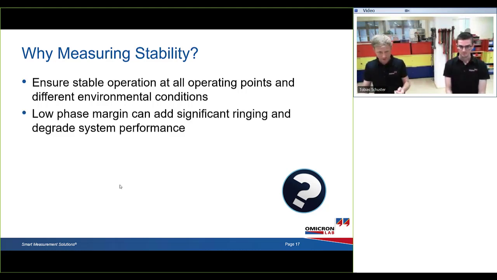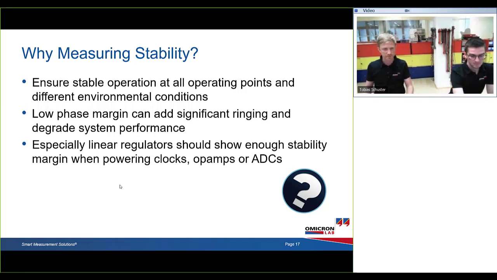The low phase margin can add a lot of ringing to the system, especially if there are lots of load transients. Then there would be a constant ringing in the system. After each load step, the system would continue to ring with its crossover frequency, and that frequency would never disappear from the system. You would always see that. It could couple into other systems. It could pass through several regulators and degrade system performance.